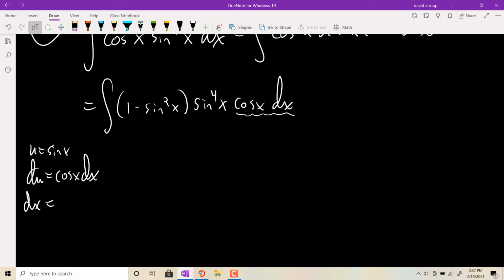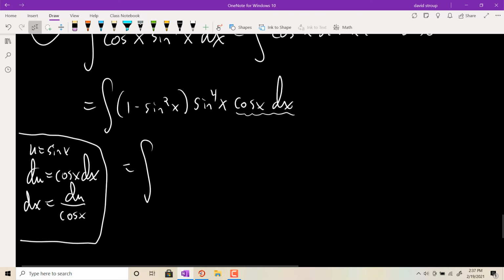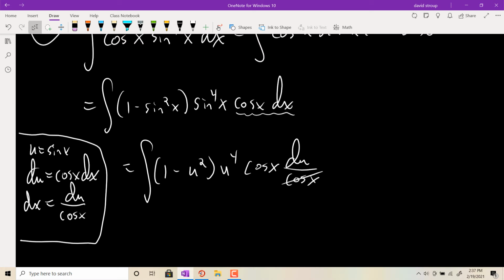If you want to do it like a computer, though, you can always solve for dx, and you get du over cosine x. So we'll end up with the integral of 1 minus u squared times u to the fourth times cosine x times dx, which is du over cosine x. And you see the cosines are gone. You just have du.